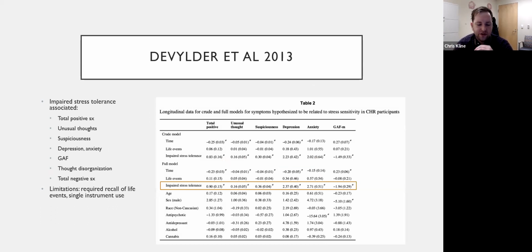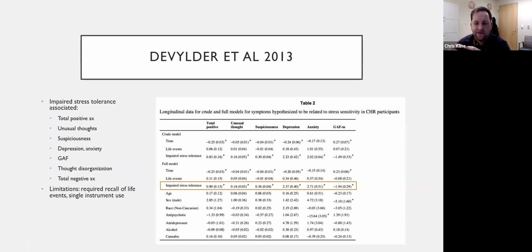So in their longitudinal analysis with correction for multiple confounders, they found that impaired stress tolerance was associated over time with a range of prodromal symptoms, which included positive symptoms, specifically unusual thought content and suspiciousness, depression and anxiety, and poor functioning per the global assessment of functioning. It's not included here in this table, but total negative symptoms and thought disorganization were also correlated.